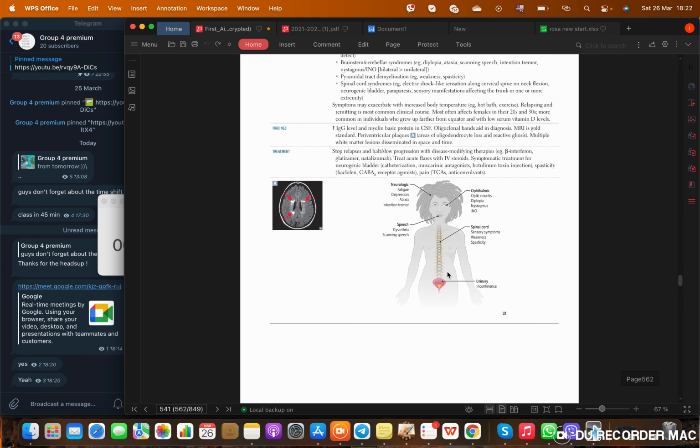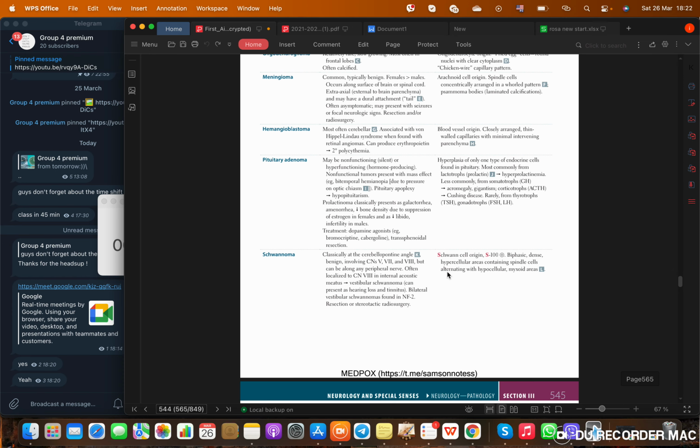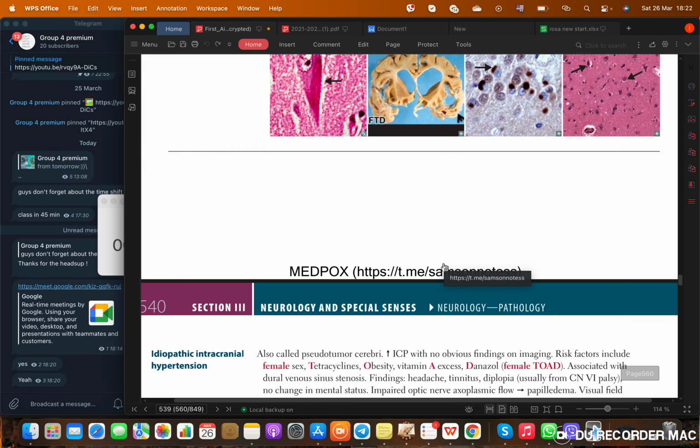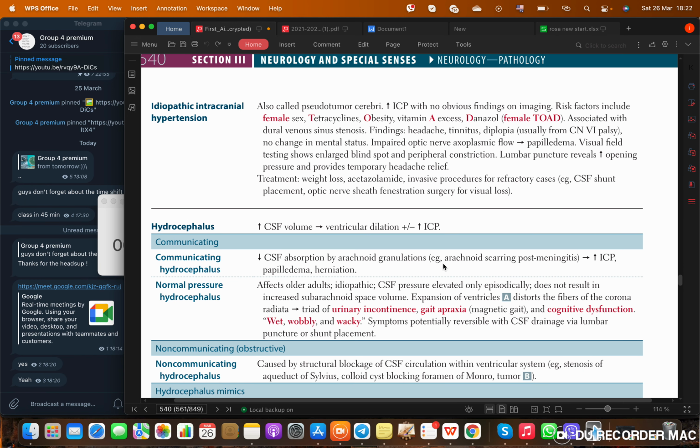You might ask me, what is herniation? Well, don't worry about it. We'll speak about it later. Herniation is when one structure is displaced into another area, which leads it to become dysfunctional.